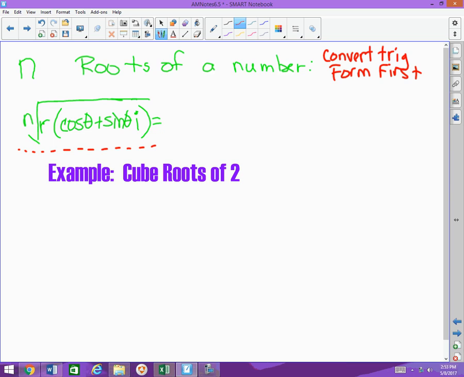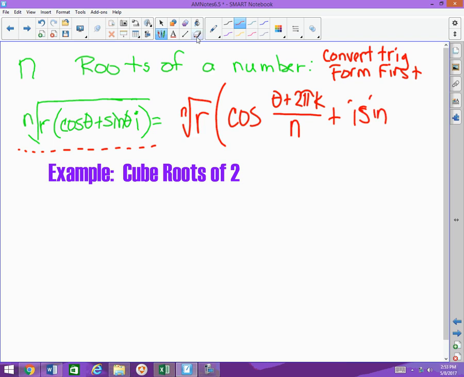And then to find the n roots of a number, you would have the nth root of r times cosine of theta plus 2 pi k over n plus I sine of the same thing.